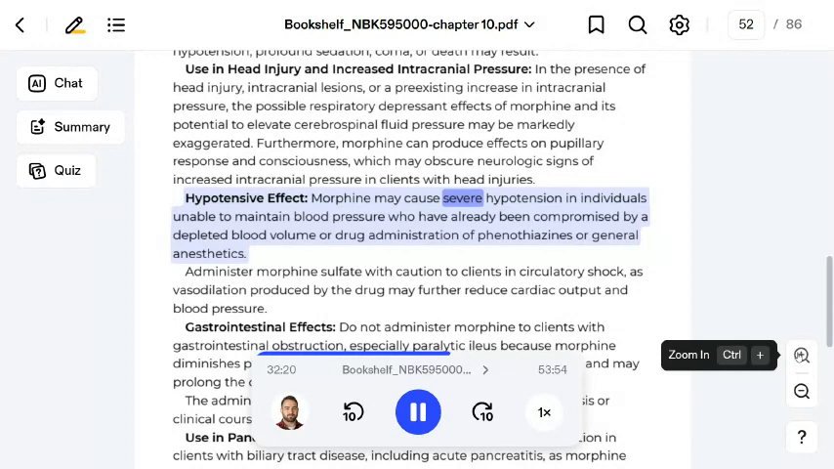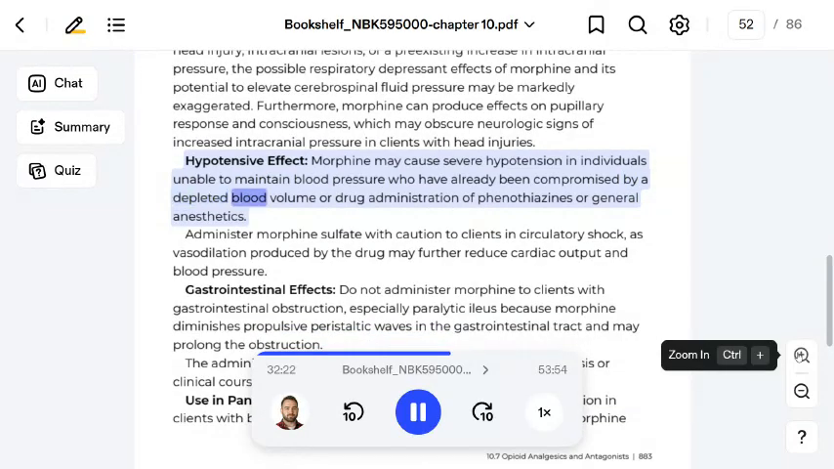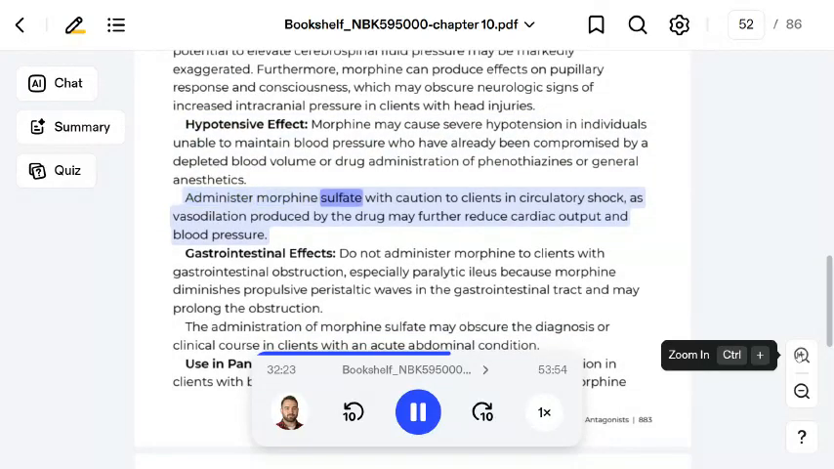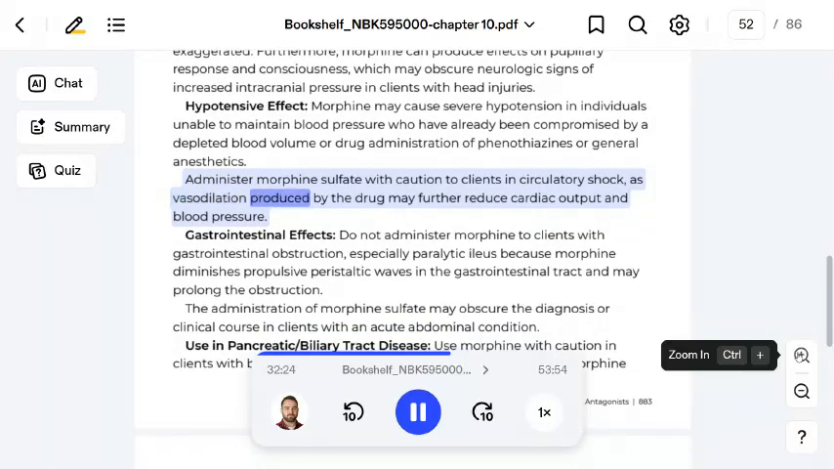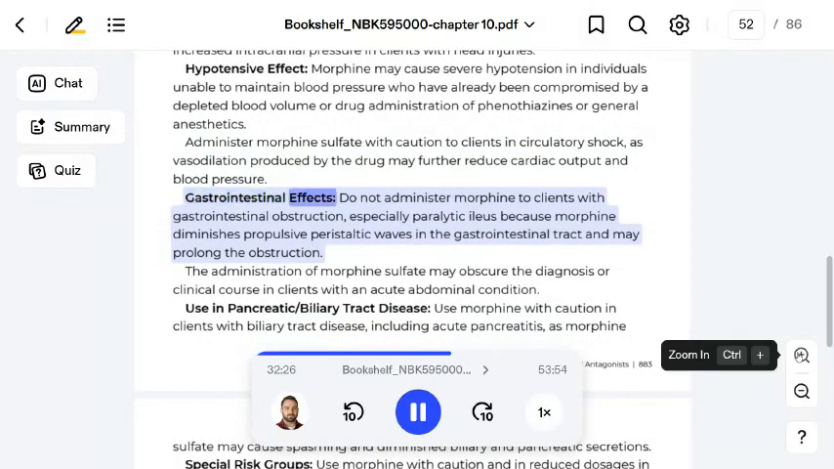Hypotensive effect. Morphine may cause severe hypotension in individuals unable to maintain blood pressure who have already been compromised by a depleted blood volume or drug administration of phenothiazines or general anesthetics. Administer morphine sulfate with caution to clients in circulatory shock, as vasodilation produced by the drug may further reduce cardiac output and blood pressure. Gastrointestinal effects.